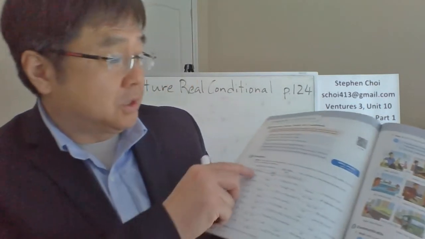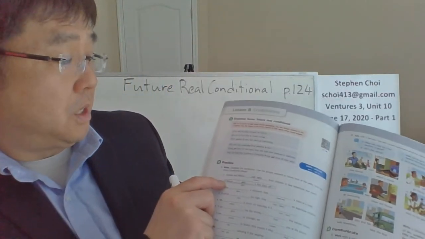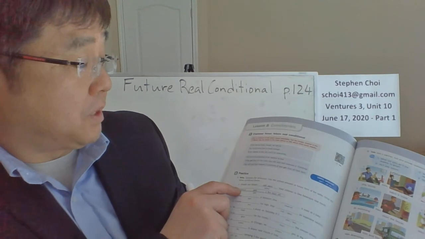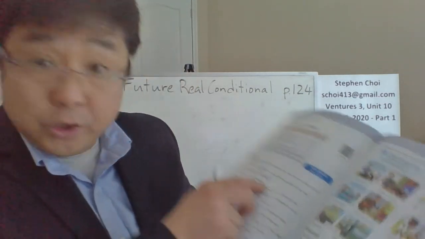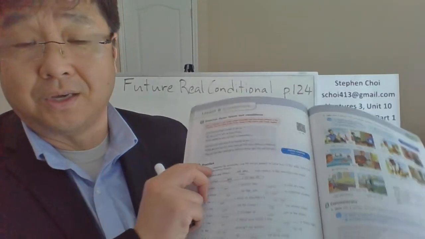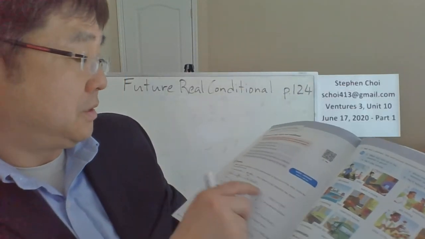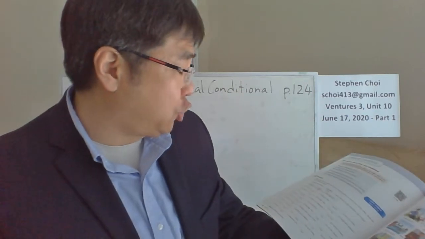Okay, so this number one, the sentence number one begins with the main clause. So what happens? There's no comma, right? You don't see any commas. Okay, no comma at the end of the main clause. Okay, all right. Let's do number two.